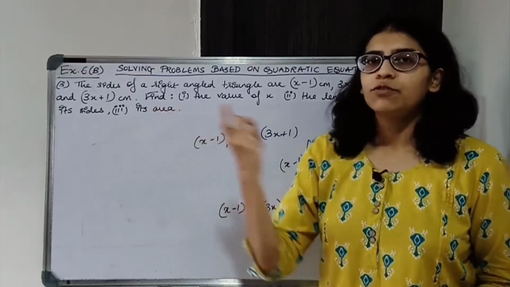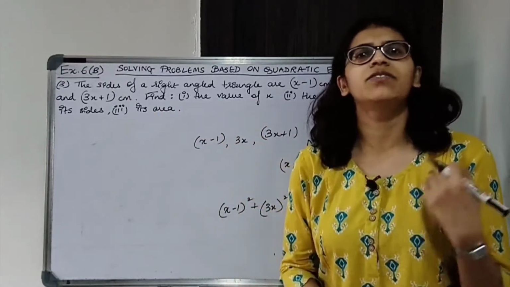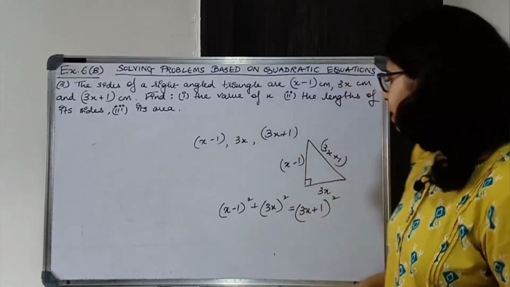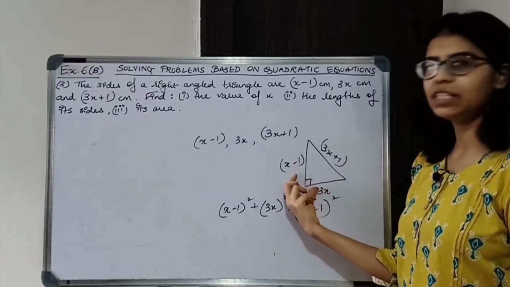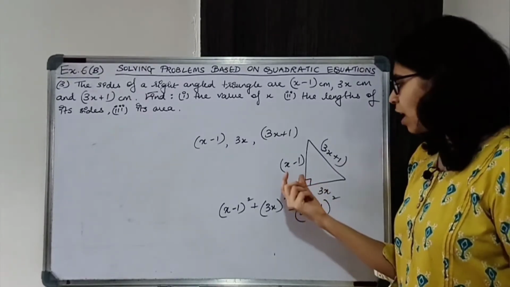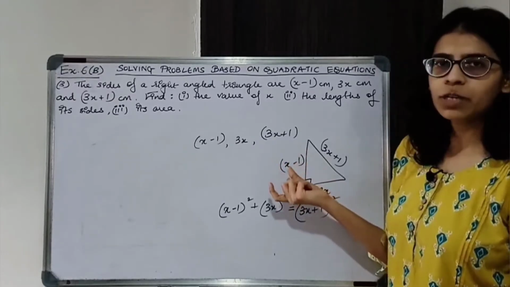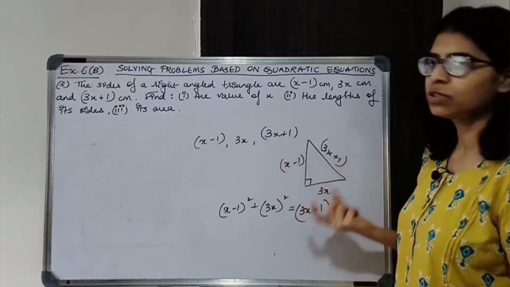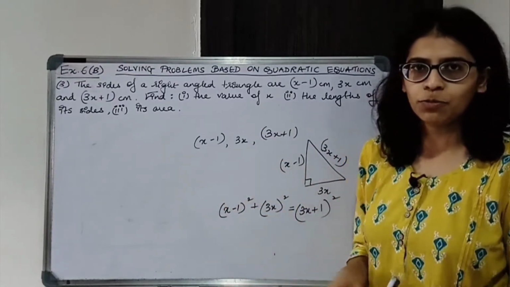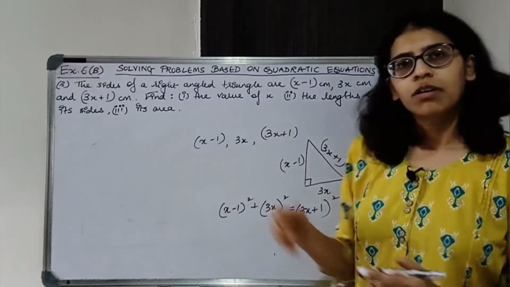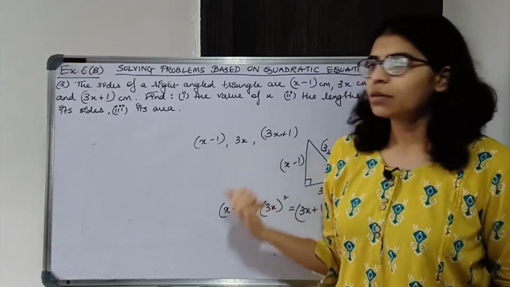In the third part, we have to find the area. Area is very easy again. It will be half into base into height. Okay, base and height will be these two sides. So half into 3x into x minus 1. Okay, or x minus 1 into 3x, it does not matter. 2 into 3 or 3 into 2, okay, answer is going to be 6. So we can easily find the third part as well.